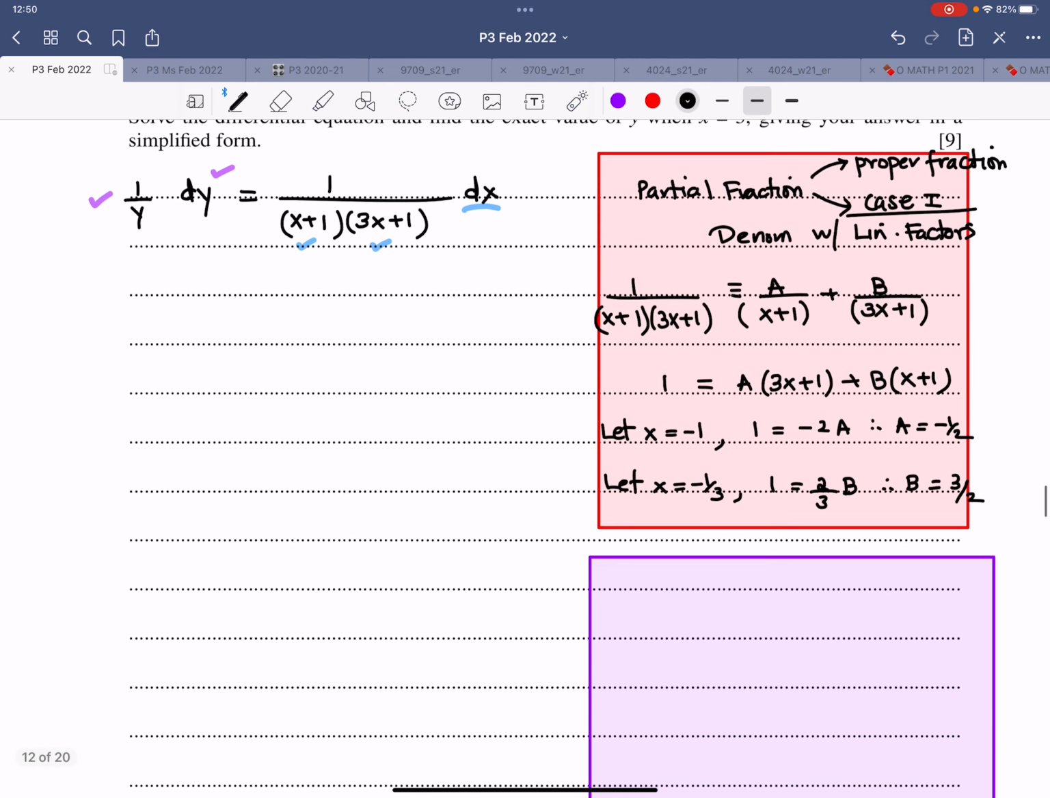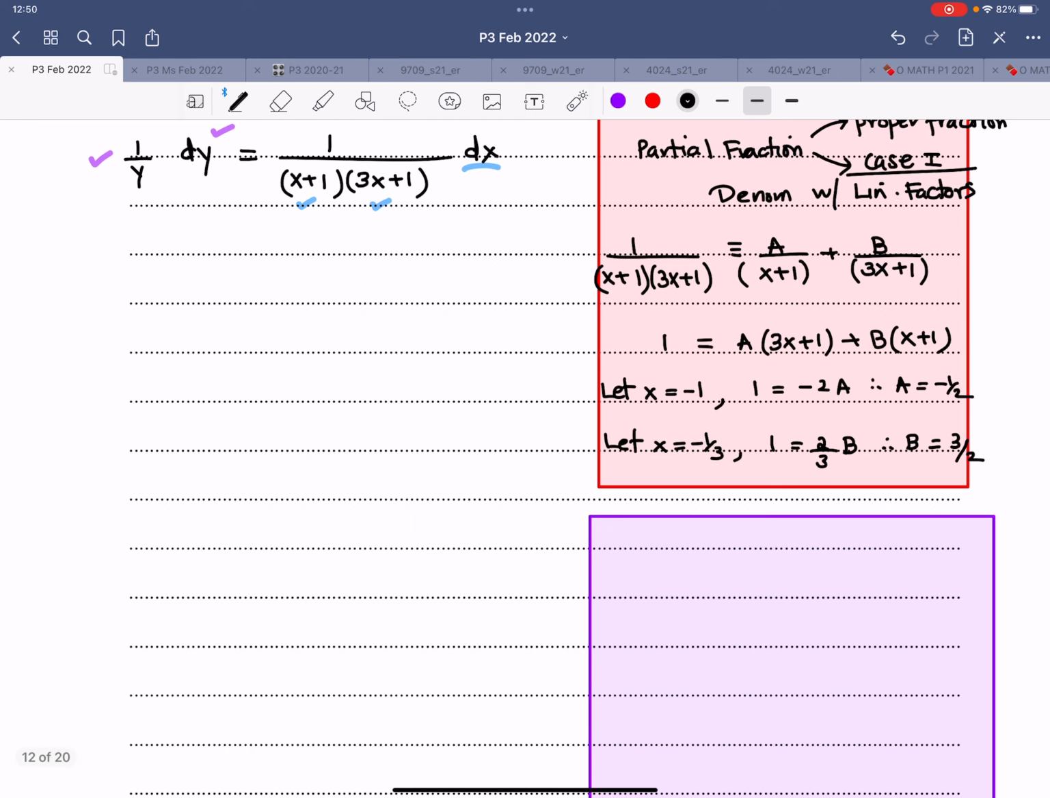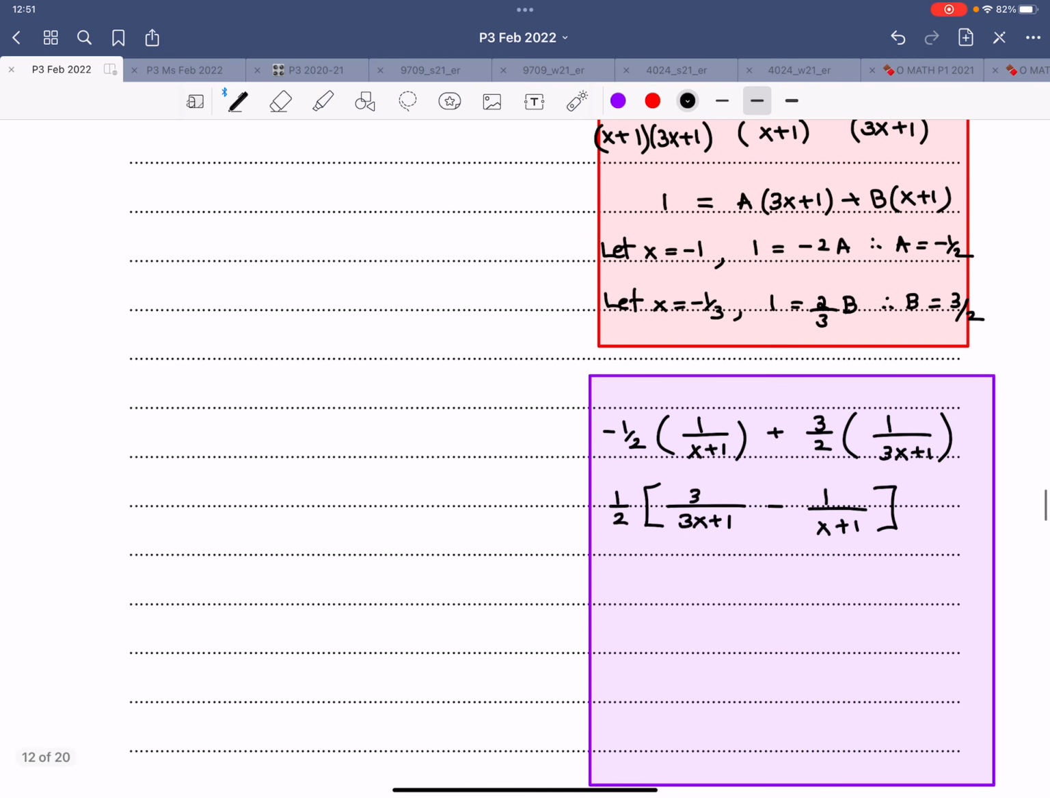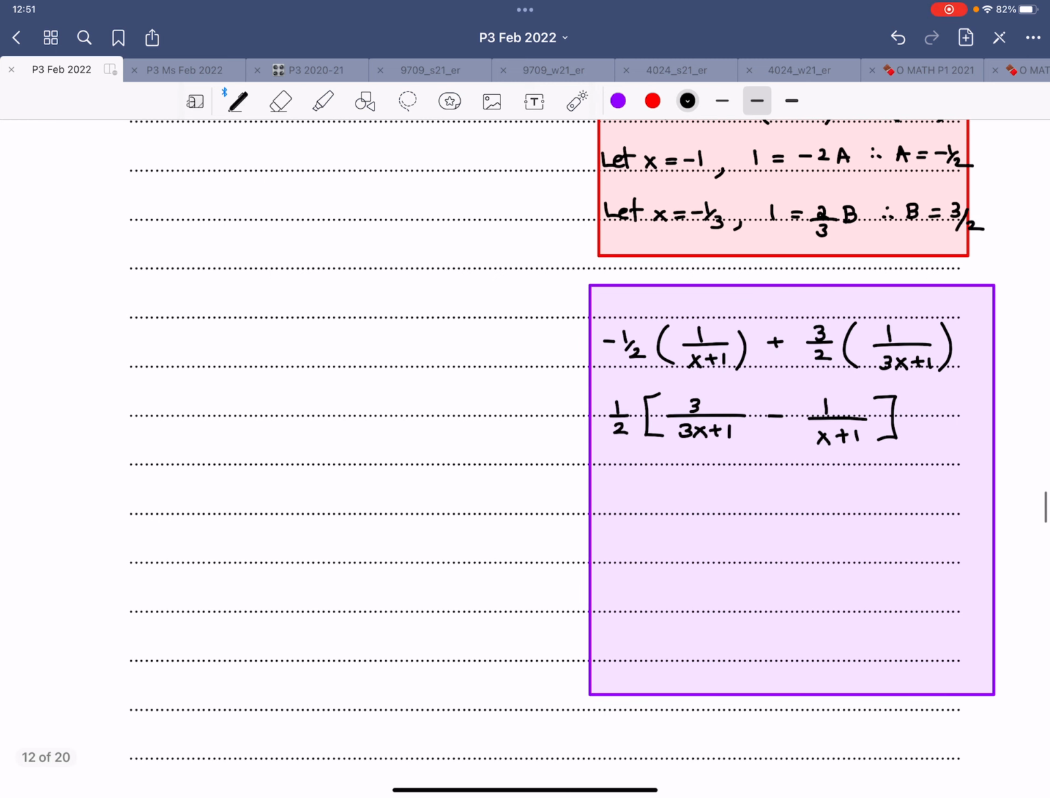Now what you will do is that you have a as the numerator of x plus 1. So this is negative half, 1 over x plus 1, and this is positive 3 over 2, 1 over 3x plus 1. That's the first step. Now let me shuffle it around. Let me take half common out. This is 3 over 3x plus 1 and this is 1 over x plus 1. That is the second thing that I have done. Now it's in a position so that it can be integrated.